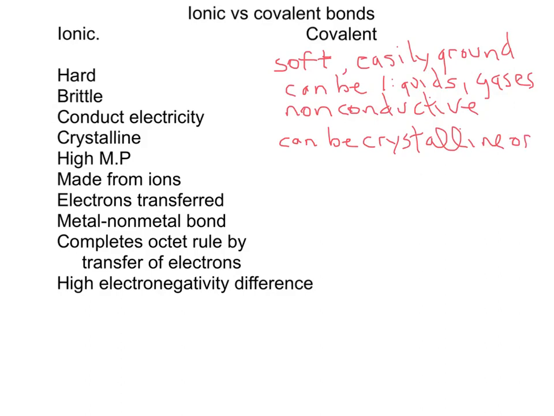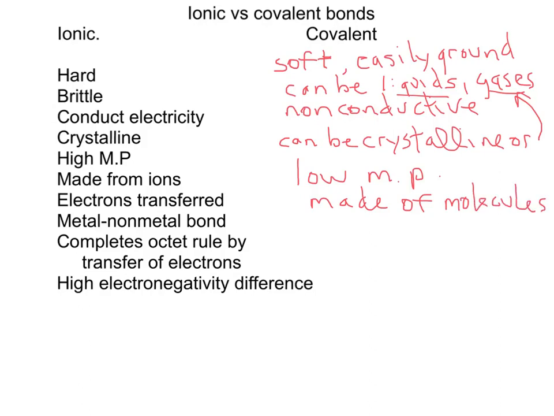And then they have a low melting point. So instead of a high melting point, they have a low melting point. They're not made of ions. They're made of molecules or individual atoms combined together. They don't transfer their electrons. We talked about how ionic substances transfer. Now they share electrons.